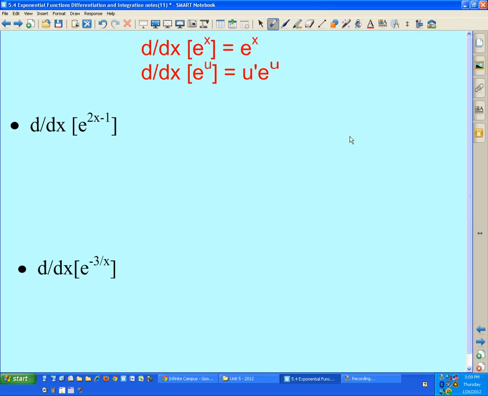So then, here's the derivative rule. If we take the derivative of e to the x, we get e to the x. If we take the derivative of e to some function u, then we get u prime times e to the u.